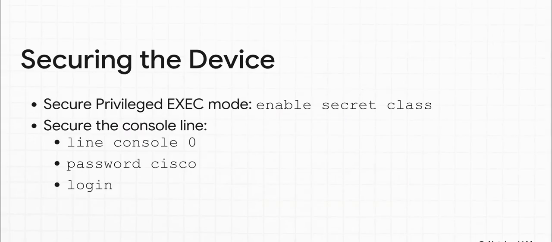Okay, next up, and this is a big one, security. An open, unsecured network device is just asking for trouble. So first, we're going to lock down that all-powerful privileged mode with what's called an enable secret. Then, we're going to add another layer of security by putting a password on the console line itself, so you need a password just to start the conversation.